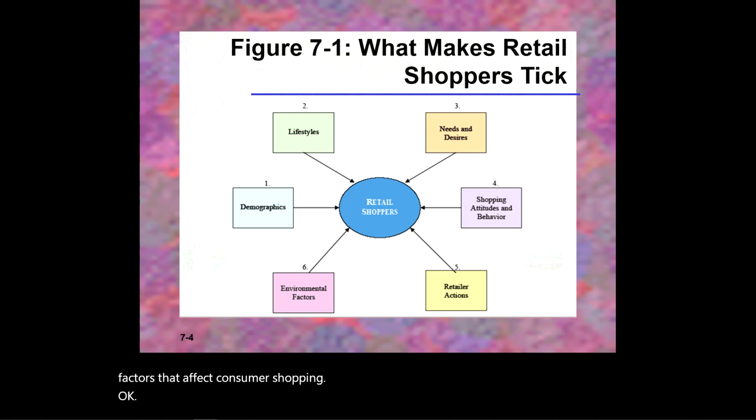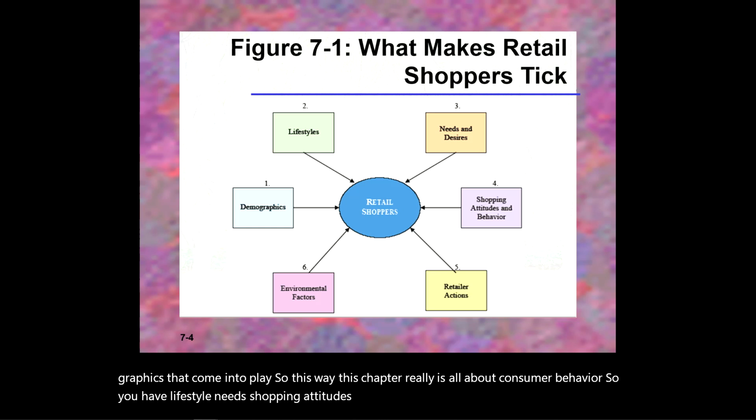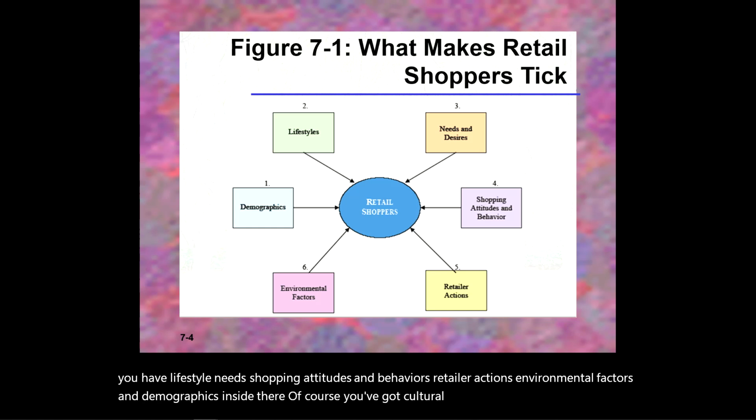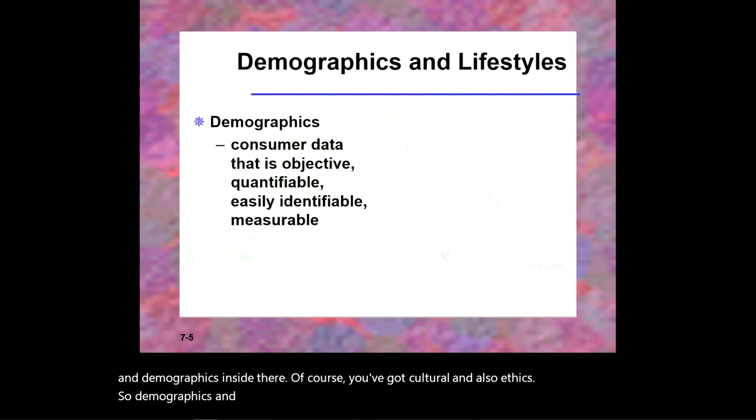So what makes retail shoppers tick? There's a lot of demographics and lifestyles and psychographics that come into play. So this chapter really is all about consumer behavior. So you have lifestyle needs, shopping attitudes and behaviors, retailer actions, environmental factors, and demographics. Inside there, of course, you've got cultural and also ethics. So demographics and lifestyle, right?